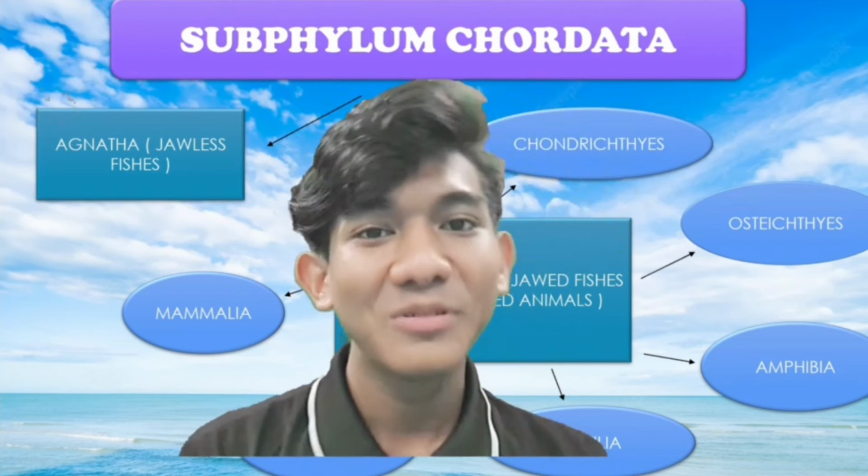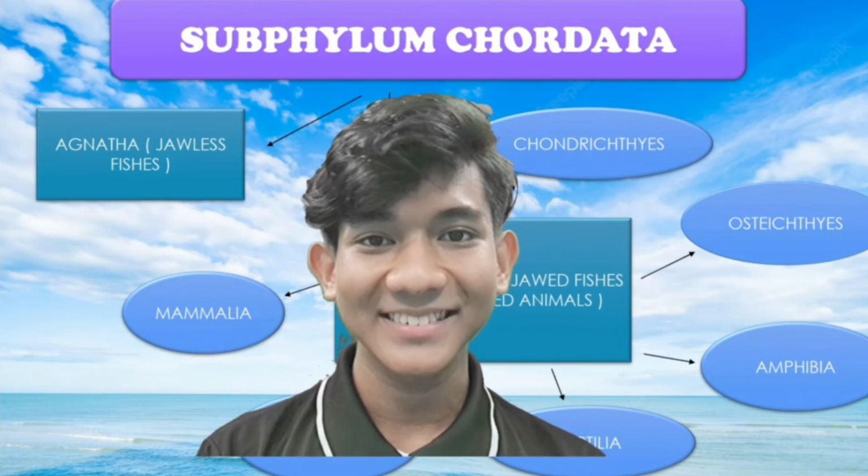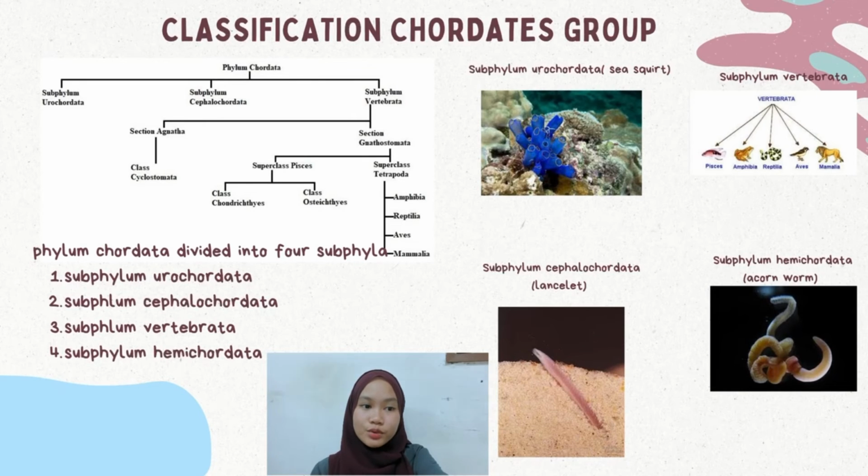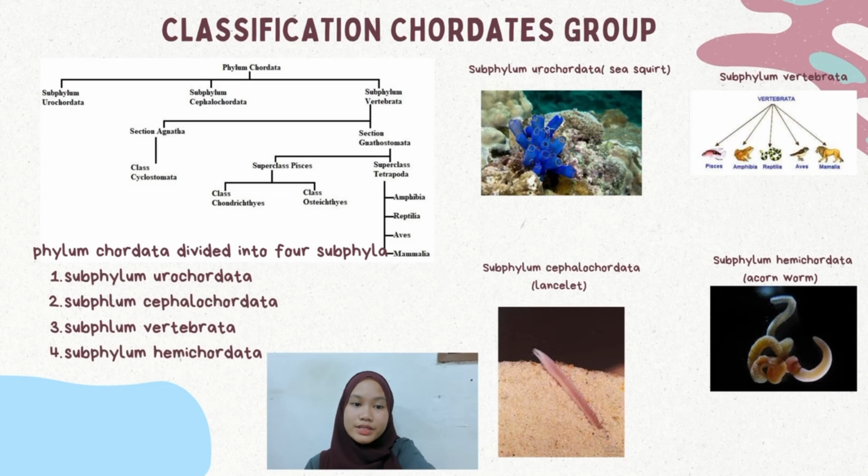And now, Nana, would you please talk about the structure of chordates? For the classification of the chordates group, we divided it into 4 subphylum, or we call subphyla. We have subphylum Urochordata, subphylum Cephalochordata, subphylum Vertebrata, and also subphylum Hemichordata. For the subphylum Urochordata, we have an example that's shown on the slide, which is sea squirt. For the subphylum Vertebrata, we have mammals, aves, and many more. For the subphylum Cephalochordata, we show lancelet, and for subphylum Hemichordata, we have acorn worm.